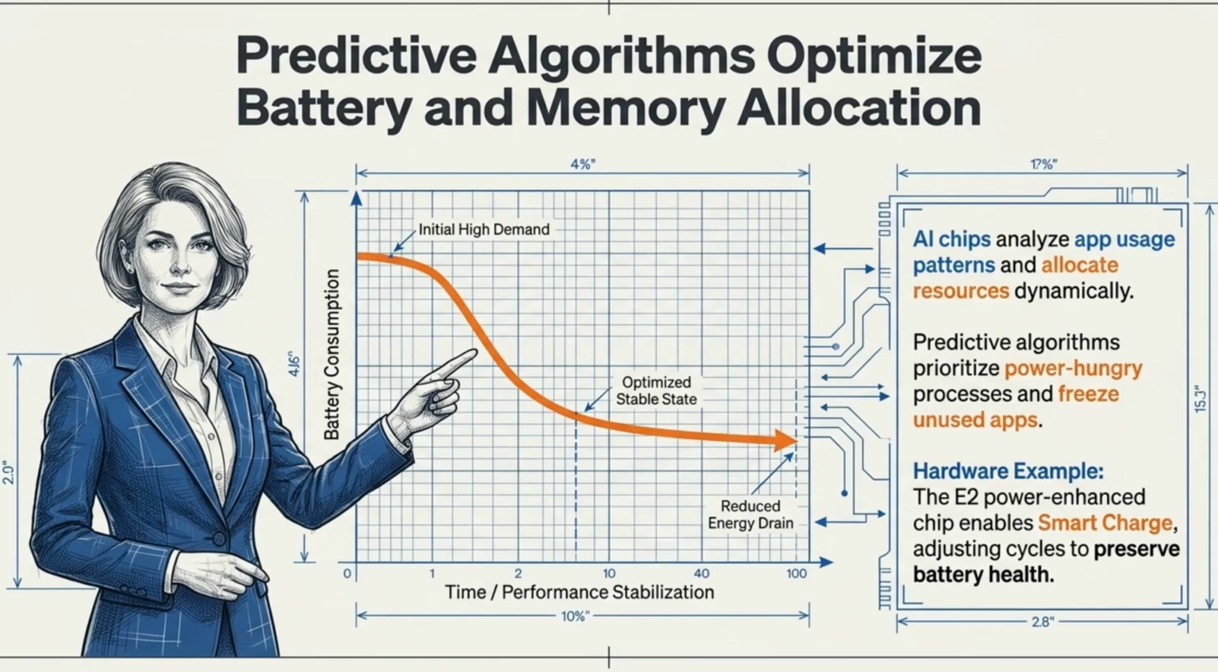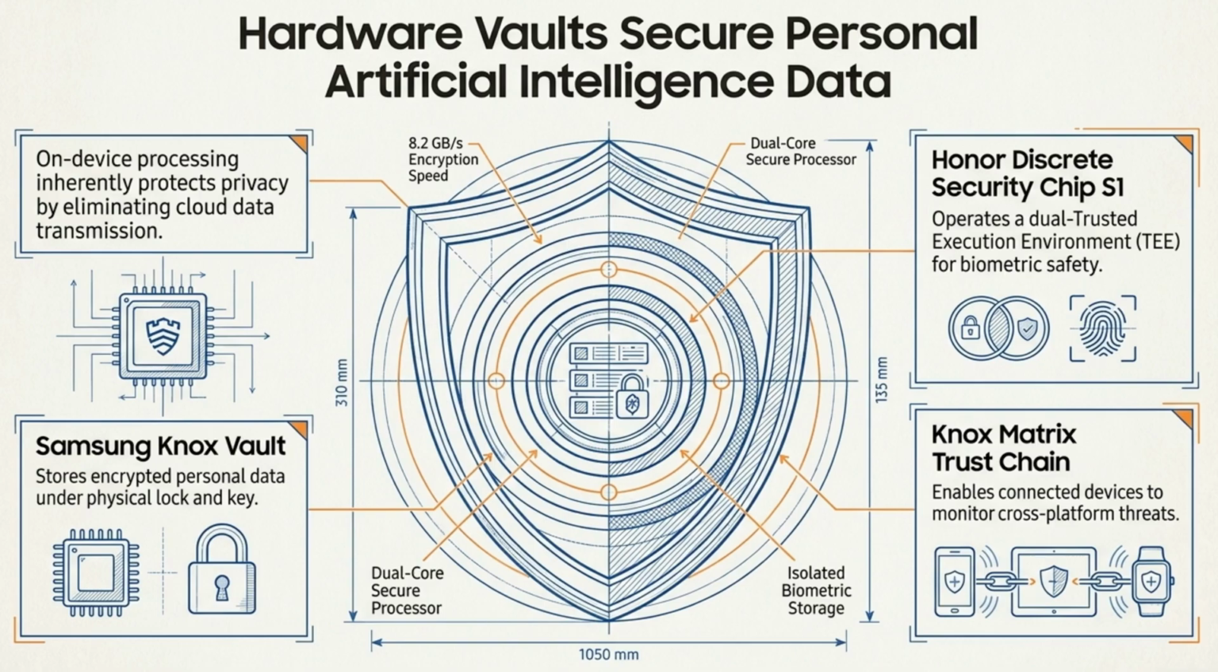Predictive algorithms act as a background manager, dynamically allocating memory and battery resources to ensure your device stays performant while minimizing power drain. Security remains a priority. Hardware vaults and trusted execution environments ensure your personal data is protected by keeping processing local and encrypted.